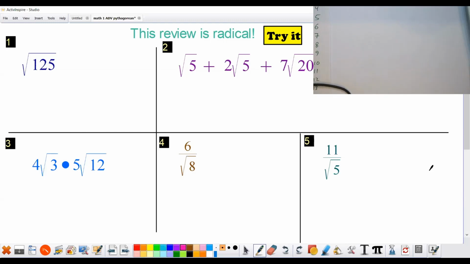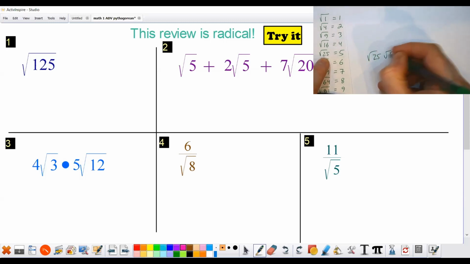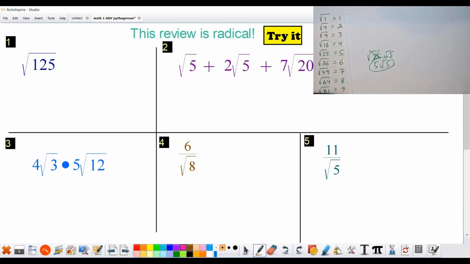Okay, so the square root of radical 125, what goes into 25? So I would go, let's see, 125 is 25 times 5. 5 quarters is 125. Square root of 25 is 5. 5 root 5 is your first answer.